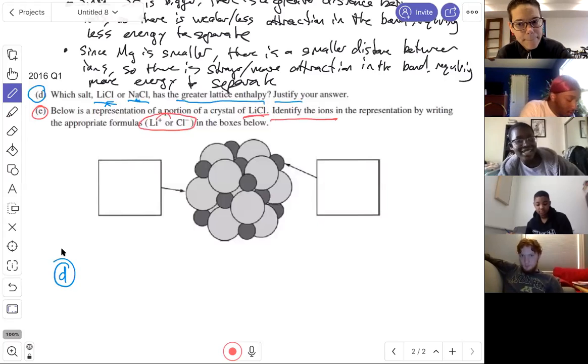So for the sizes of the 2 circles, that's based on the atomic radius, right? Or the ionic radius, but the ionic radius is based on atomic radius. So yeah. Yes. Okay, cool.